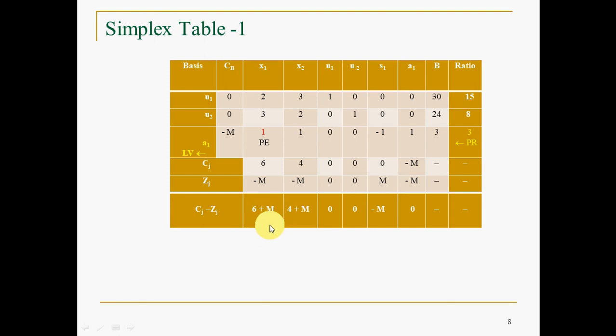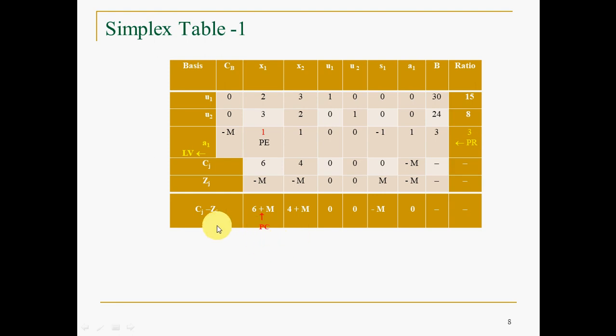Now once you get this PC, you have to get the ratio. How do you get the ratio? B divided by PC. So this is 30 divided by 2, 15; 24 divided by 3, that is 8; 3 divided by 1, 3. Corresponding to the values of the ratio, you have to select the least number among 15, 8 and 3. As this is least, like in the simplex method, this is PR. PR stands for pivotal row.